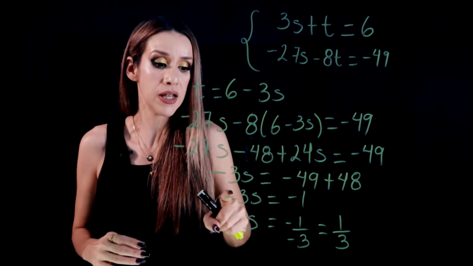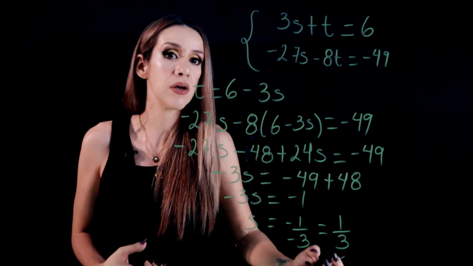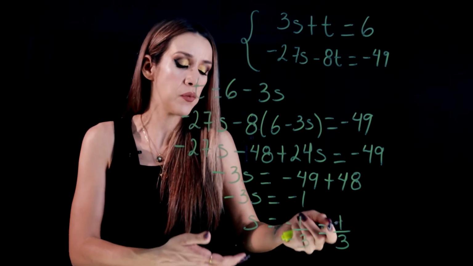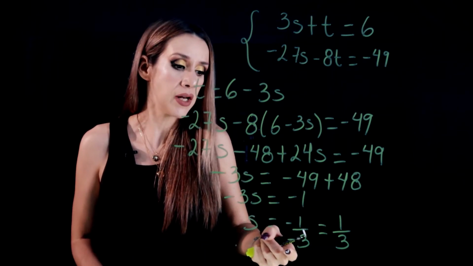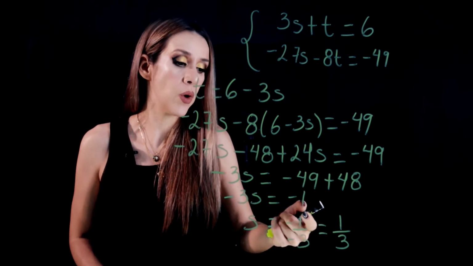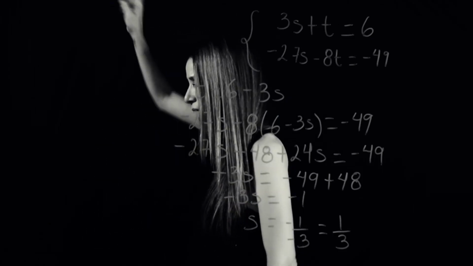In this case, this negative 3 is multiplying the s. It's going to pass to the other side of the equation, dividing. It's going to divide this negative 1. Negative over negative, love signs again, is equal to positive. 1 over 3 is the same as 1/3. That's the result of the s.